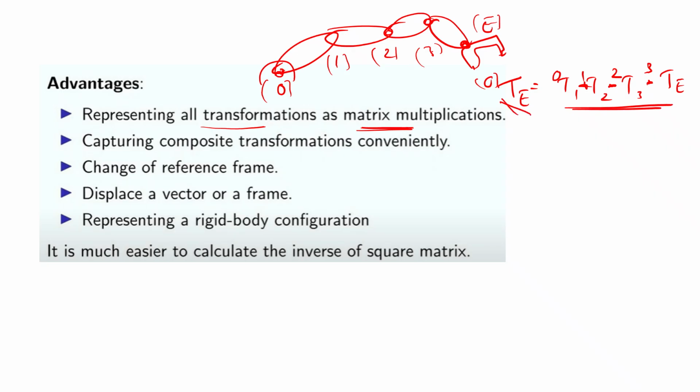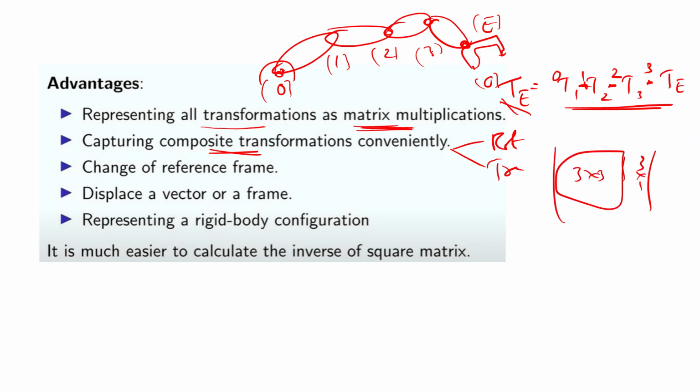So matrix multiplication is common in this. So representing all transformations as matrix multiplication. Then capturing composite transformations conveniently. So composite means it has both rotation and translation. Once again, I'll repeat. This 3 cross 3 is rotation. 3 cross 1 is translation. Then this is 1. Okay. So you can capture composite transformations. And also composite means, like, if one axis is rotated about the x-axis, another one is rotated about the y-axis. So we're going to capture that, and then we'll see this in detail in the numericals.